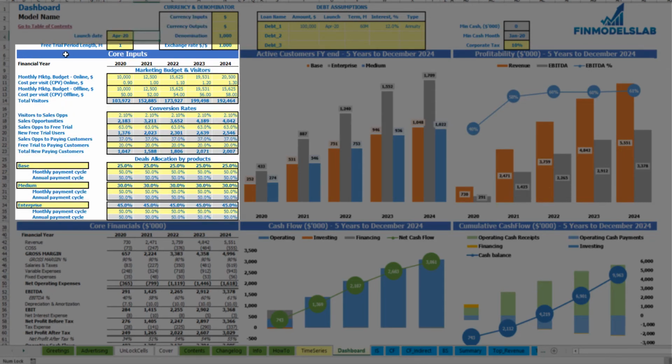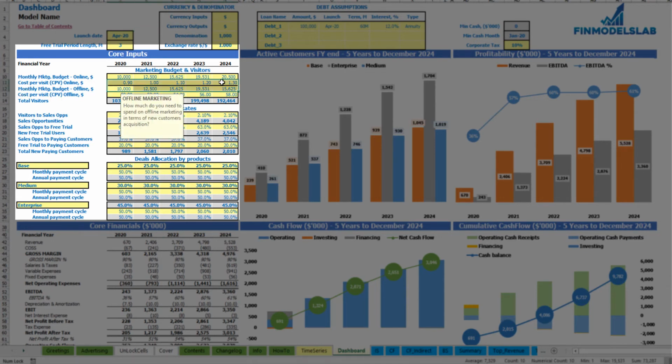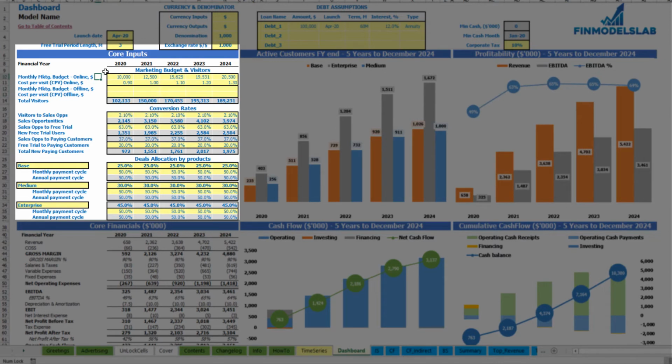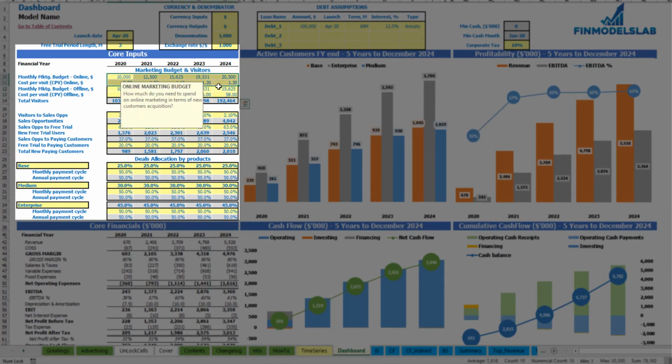So the next step is to input your free trial period, which can be 3 months, for example. And the next step is to input your marketing budget and visitors assumptions. You have two sections here, which is offline and online marketing. If you don't need, for example, offline, you can just clean this section. If you need both, you can keep them both. So let me show you how it works.